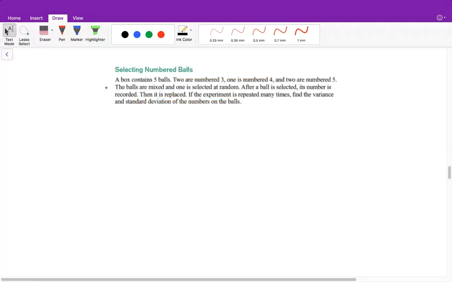All right, so for this one, it says a box contains 5 balls. Two are numbered 3, 1 is numbered 4, 2 are numbered 5.